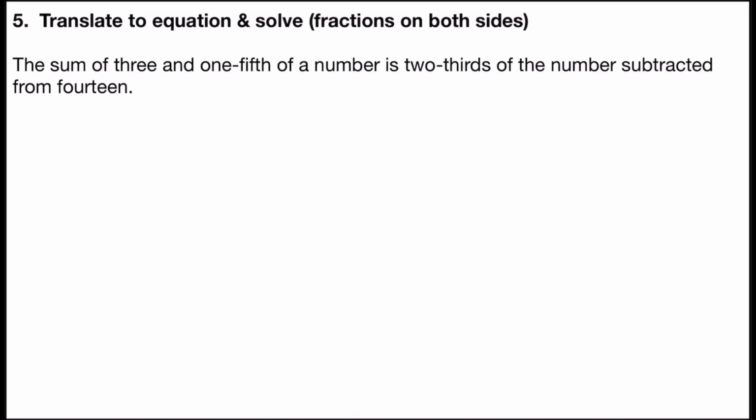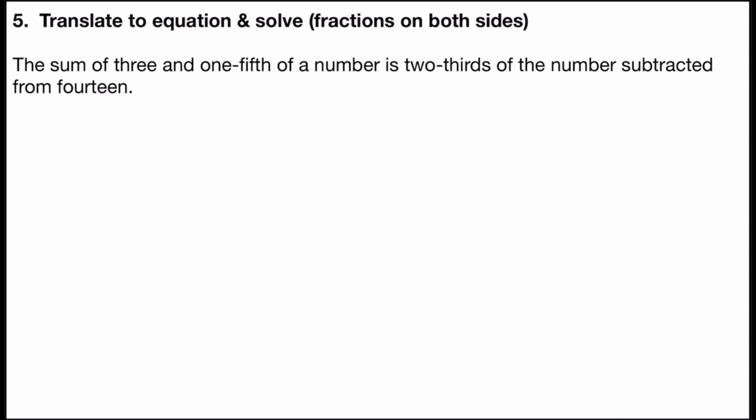Problem number 5 is again translate to an equation and solve, except this time it's going to have fractions on both sides. It says the sum of 3 and 1/5 of a number is 2/3 of the number subtracted from 14. So there's a lot of words going on in this problem. However, I'm going to follow my process.